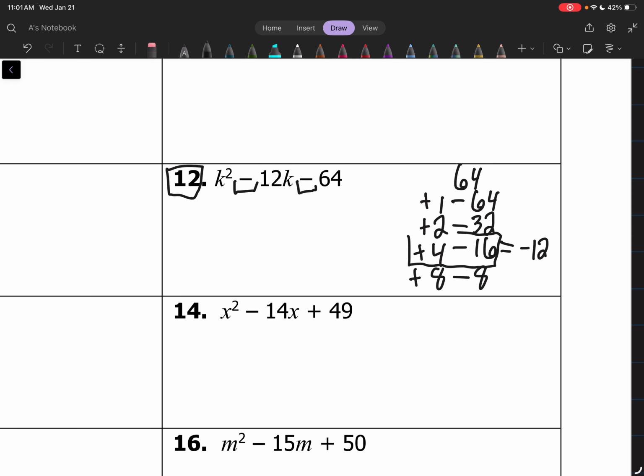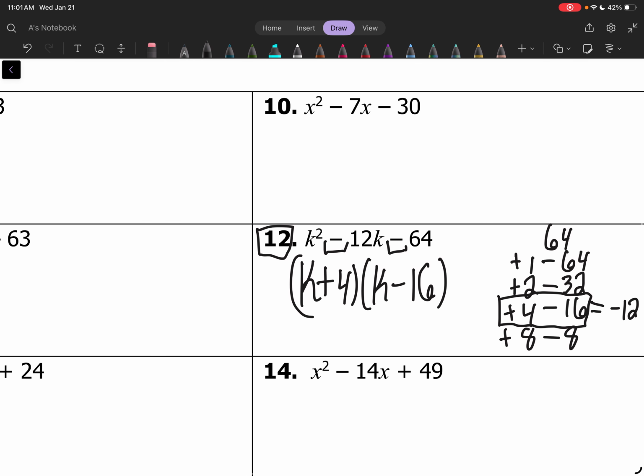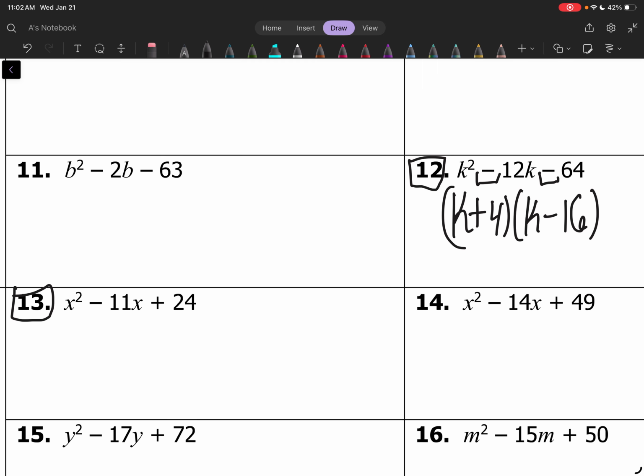Here's the numbers I'm wanting. K plus 4, K minus 16. Sorry. Try 9 through 11. All right, one more set to go.